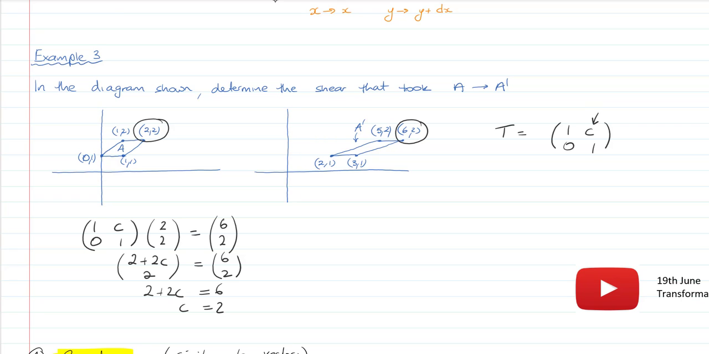The other way is a little bit more logic, which is probably not the best way to go about it. But I can see that this point here is 2 above the y-axis, and it's moved out to 6. So it's moved 4, and it was 2, so that means that I've got a movement of 2 times that height. And that means that C will be 2 as well, another option. So T is equal to 1, 2, 0, 1.